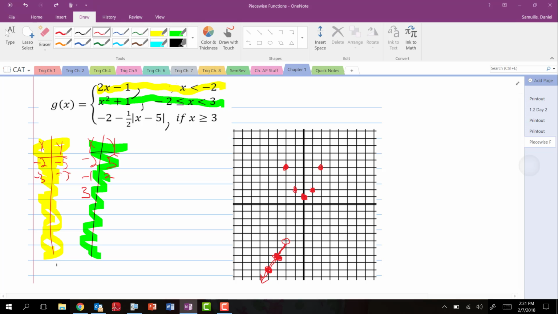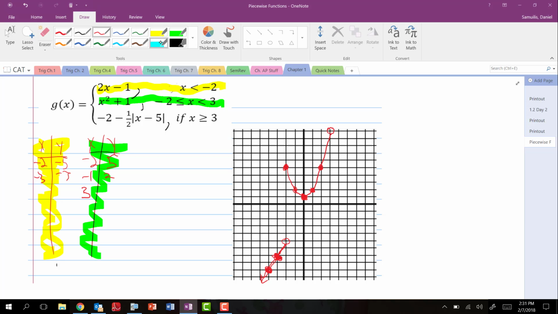3 squared is 9, 10. I think this only goes to 8. 1, 2, 3, 4, 5, 6, 7, 8. 9, 10. Oops. There's 1 over. Open dot. So here's just this parabola. That's it. Stops. Because it's defined by the domain that's for this piece.